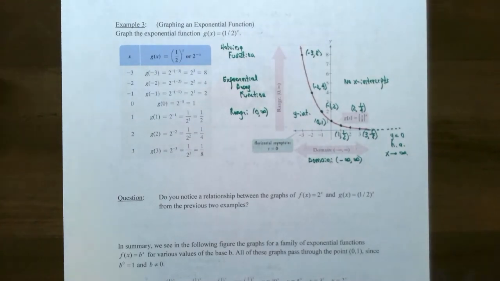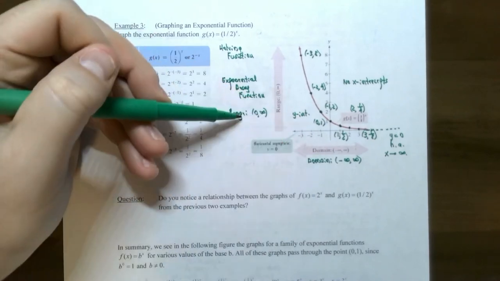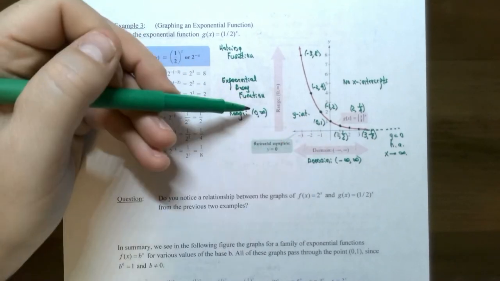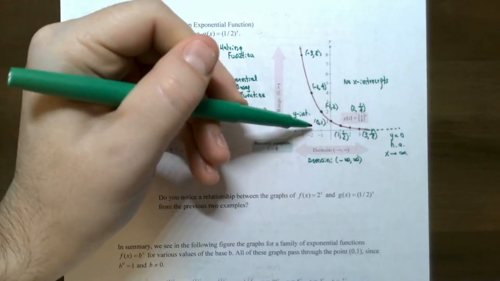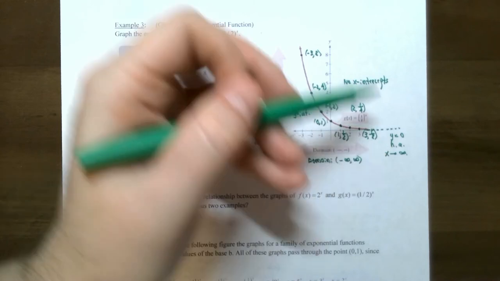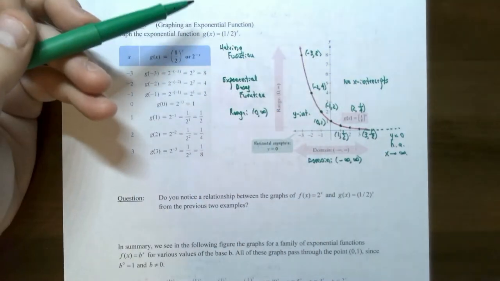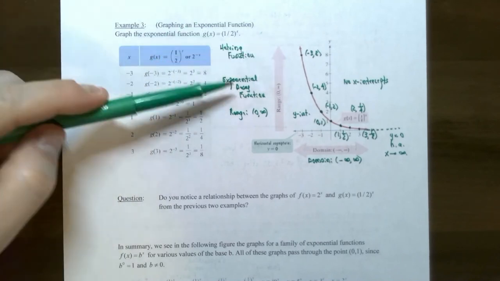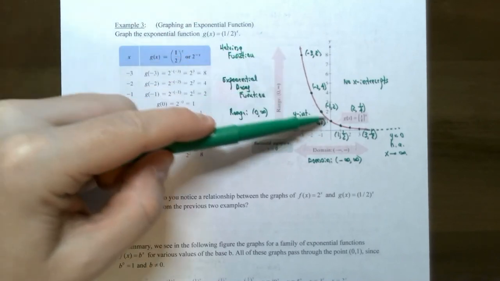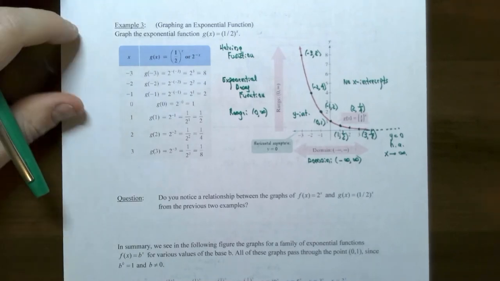So there are very common characteristics between exponential growth and exponential decay. It looks like they both have the same domain, they both have the same range, comparing the last two graphs. They both have the same y-intercept, they both have the same horizontal asymptote, they both have no x-intercepts. It looks like the only difference is that exponential decay was decreasing from left to right, and exponential growth was increasing from left to right.